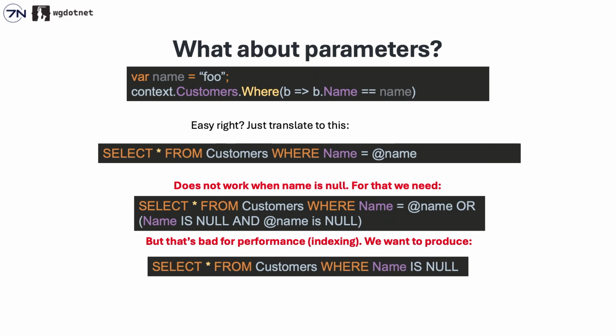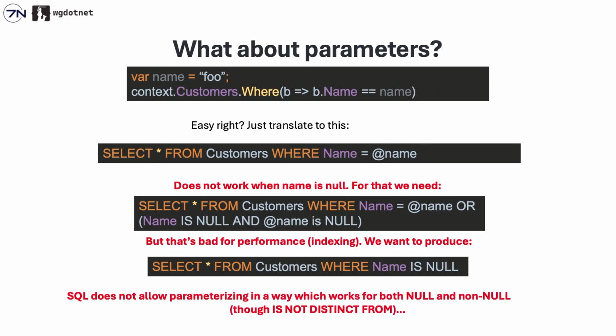Sorry. This is not what we do in any case, but for perf reasons. It would be correct, but it would not be performant. What we actually want to do for the case where this parameter is null, we want to generate this, because this would be the fast way in terms of database indexing. So now you're starting to maybe understand we cannot parameterize this. We cannot put a single parameter in here, have one SQL that works efficiently both for the case where the parameter is null and when it's not null.